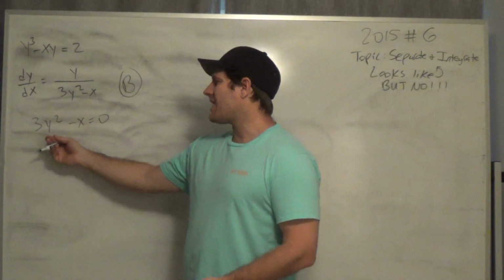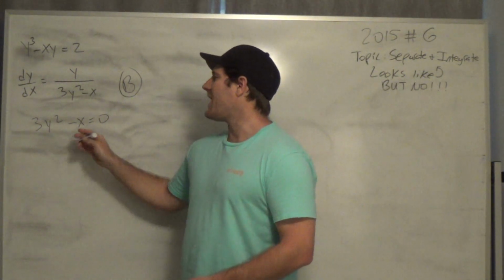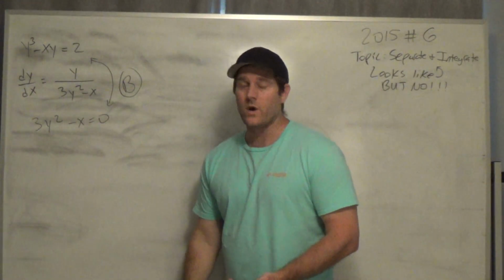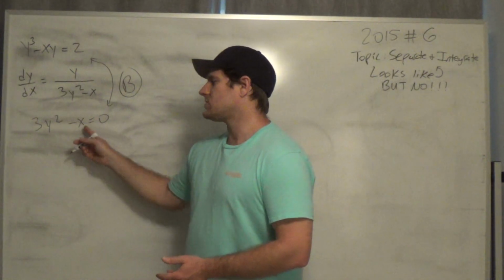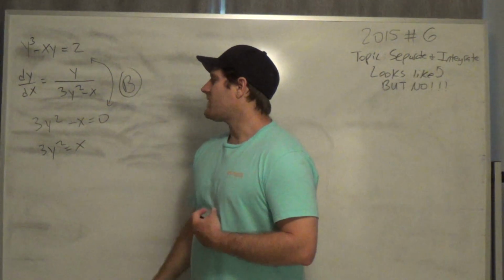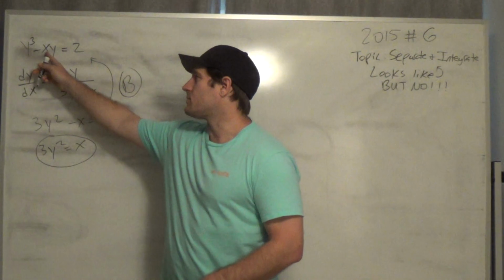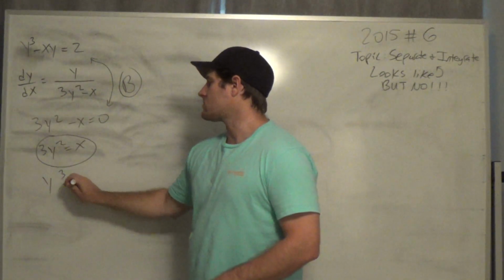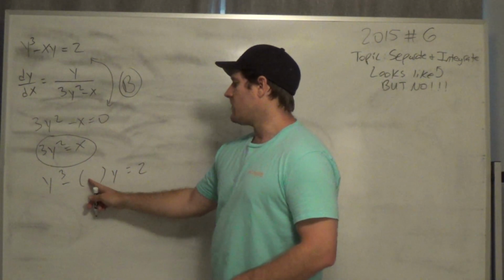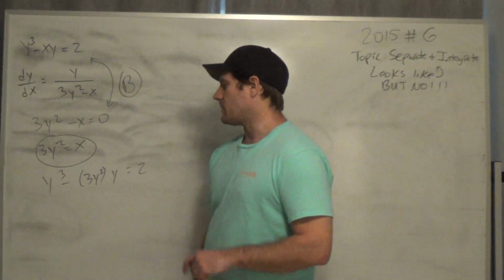Now, how am I going to find out when this equals 0? Well, you can't. There's an x and a y. But we're going to combine these two equations together and solve a system of equations. So what I'm going to do is take this equation and get x by itself. And if I get x by itself, I can now take this x and replace it up here. So here it says y to the third minus x y equals 2. And this x right here I can now replace with 3y squared.